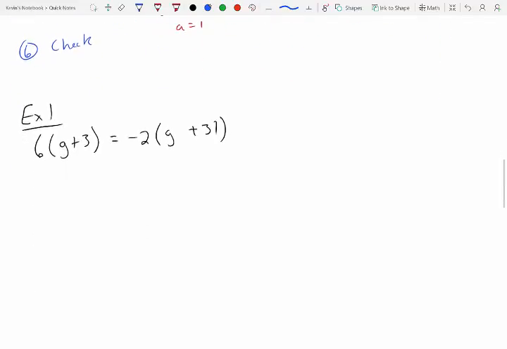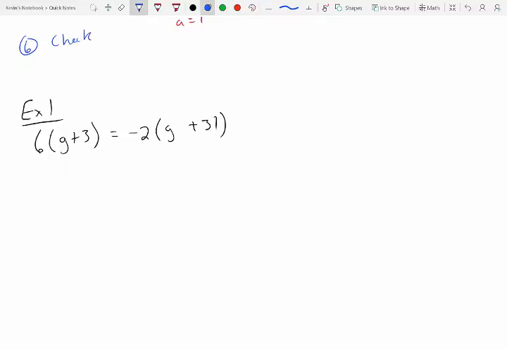So if we go down to example 1 here, we have parentheses. So my first step is to distribute. Say 6 times g gets me 6g. 6 times 3 gets me 18. Equals, we have another set of parentheses, so we have to distribute. Can't forget we're distributing a negative 2, so negative 2 times g gives us negative 2g. Negative 2 times 31 gets us negative 62.